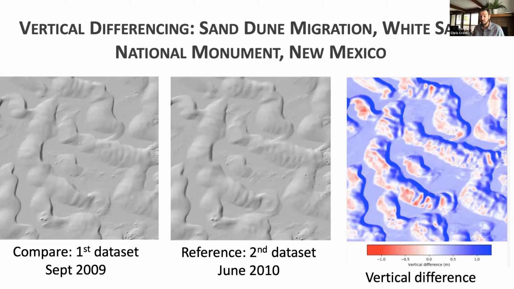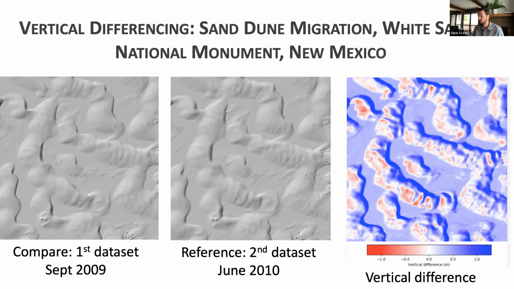This is a very active dune field, and we have 2 airborne LiDAR data sets that were collected for academic research purposes by the National Science Foundation through the National Center for Airborne Laser Mapping. Less than a year between these 2 data sets, September 2009, June 2010, you can calculate, as a very simple raster calculation, the difference between them. And in the panel on the right there, you can see the difference.